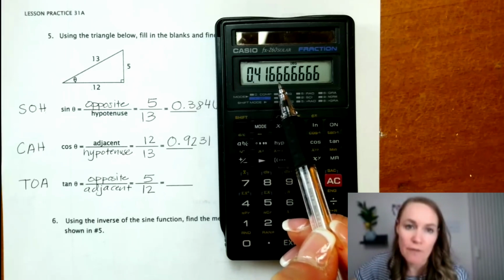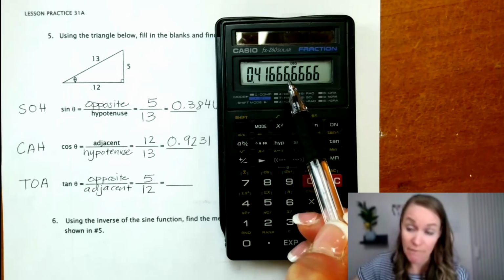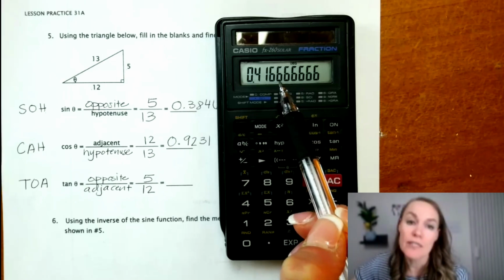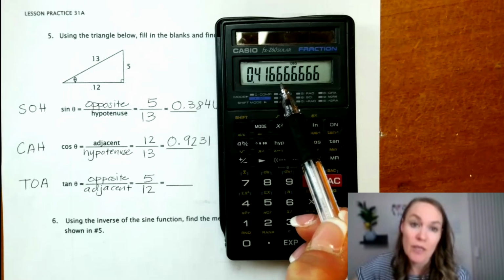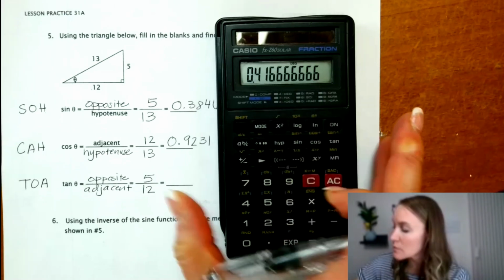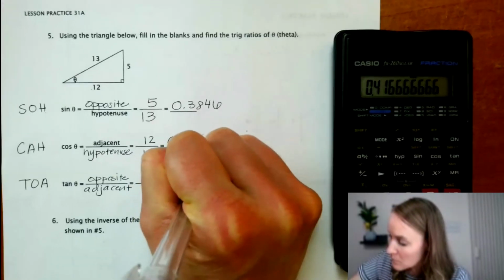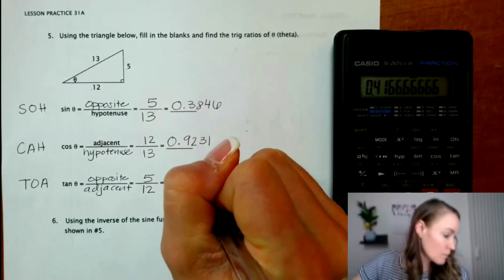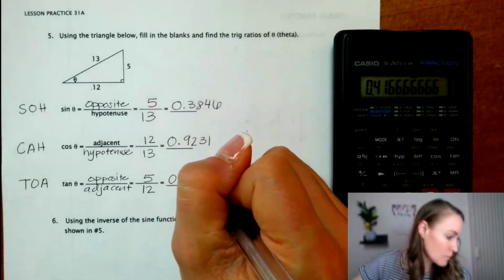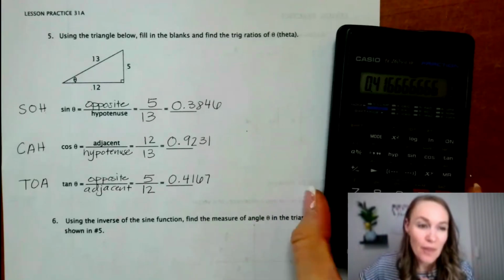So 1, 2, 3, 4. Look at my next digit. Yes, it is bigger than 5. My 5th digit is bigger than 5. So I need to round my 4th digit up 1. So I'm going to write down 0.4167. Okay, so that looks really good.